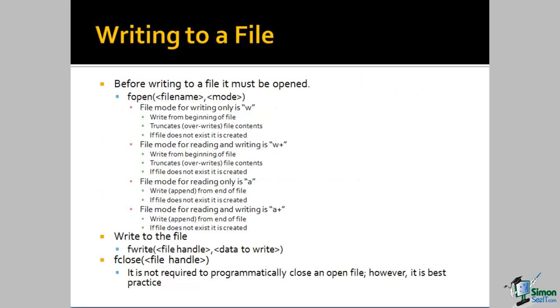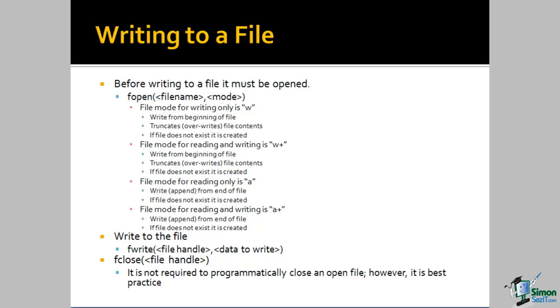Now, writing to a file is no more difficult than reading. Again, we need to create a handle to the file, and we do this by passing a fully qualified file path and then specifying the mode with which to open that file. And we have four choices for writing to a file. We have W, W+, A, and A+. The difference being that the W and W+ overwrite any existing file contents, while the A and A+ append to the end of an existing file.